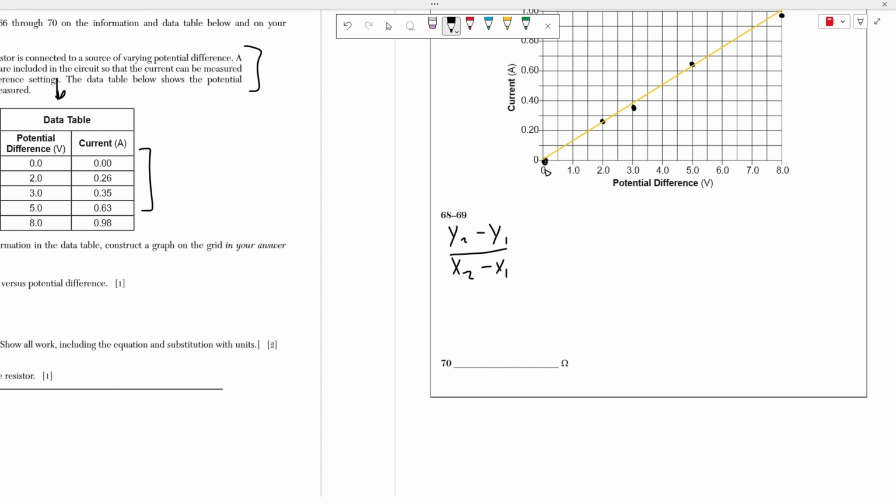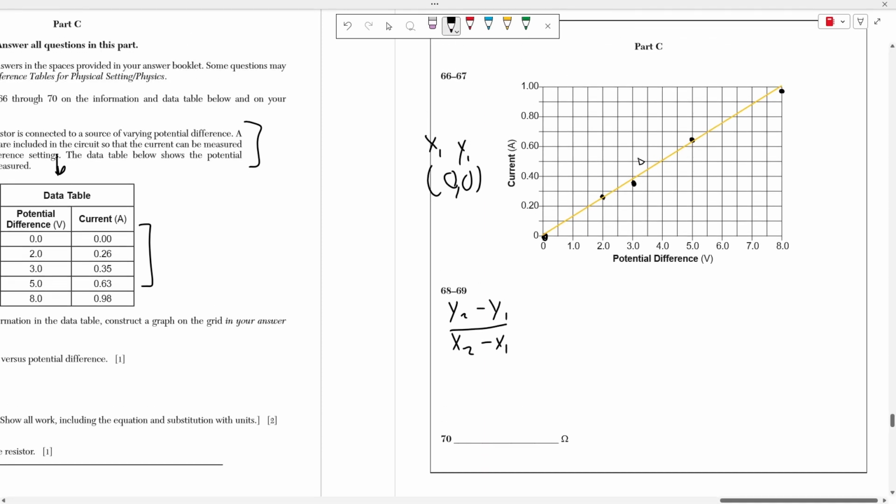So in this case, I drew my line, and this is the reason why I drew my line, as passing through the point 0, 0. So that's a free point that we for sure know exists. So if our first point is 0, 0, that means that our x1 is 0 and our y1 is also 0, okay?